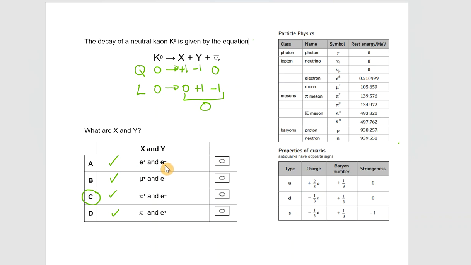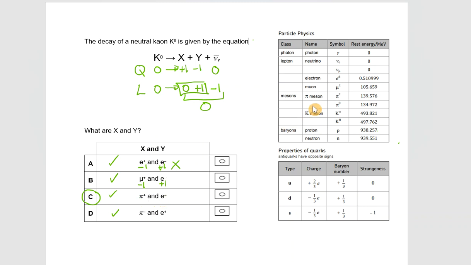So let's have a look at these. So that's a positron or an anti-electron. That has a lepton number of -1, and an electron has a lepton number of +1. So that doesn't meet the +1 and 0 lepton number that we require. Mu plus, we can see that's a muon. That has a lepton number of -1, and an electron has a lepton number of +1.